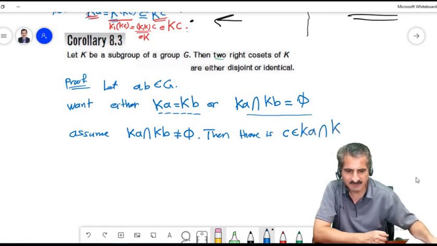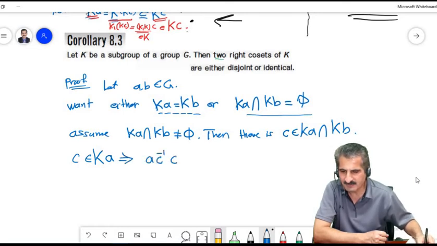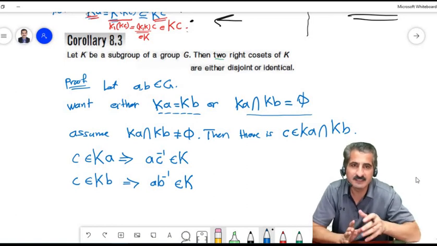So the element C is congruent to a modulo K. That means AC inverse belongs to K, and C is also congruent to B, and that means BC inverse belongs to K. Okay, what do we want? We want to show that Ka is the same as Kb. They are equal. And how can we do that?